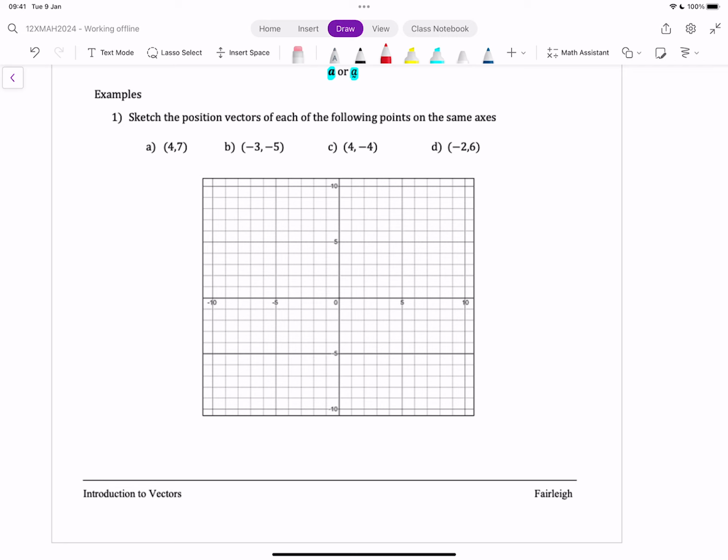So we're going to sketch some vectors. First, the vector representing the point 4, 7. We're going across 4 and up 7. We go up here, and we put a line on it. Part B, minus 3, minus 5 would be down here. We put a line on that. Part C, 4, minus 4, would be down here. And we put an arrow on the end because vectors have direction. Minus 2, 6 would be up here.